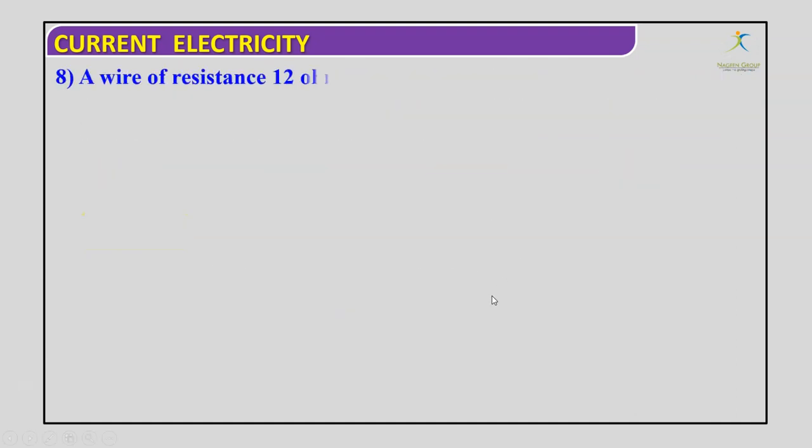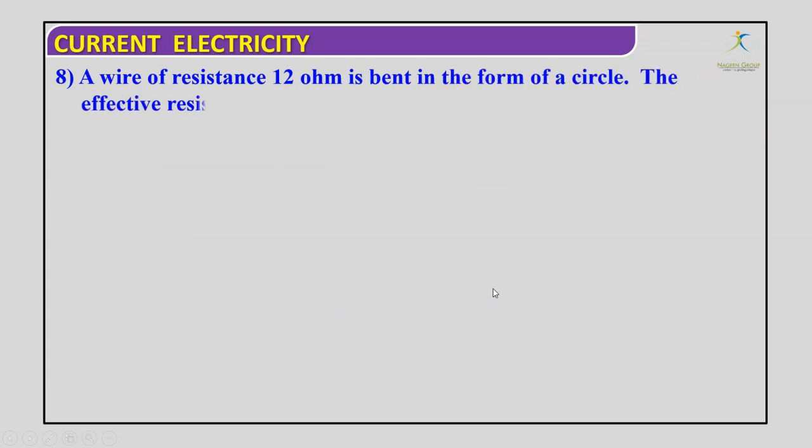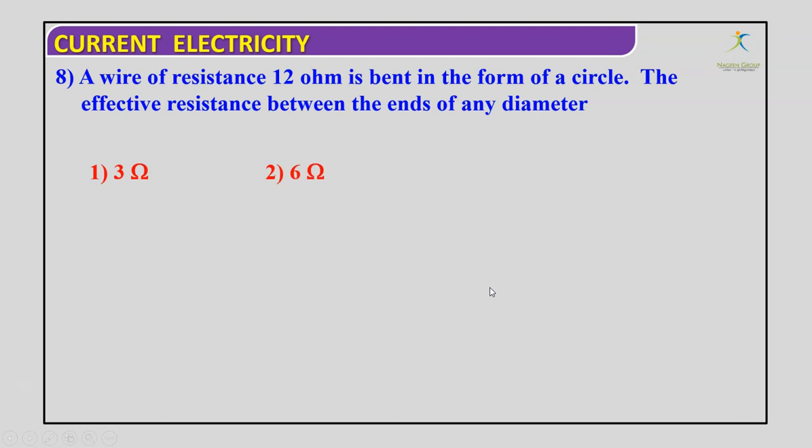Next question we have a wire of resistance 12 ohm bent in the form of a circle. The effective resistance between the ends of any diameter is. We have these options. Moving ahead with the solution part.